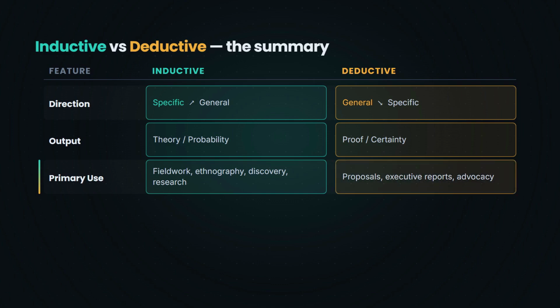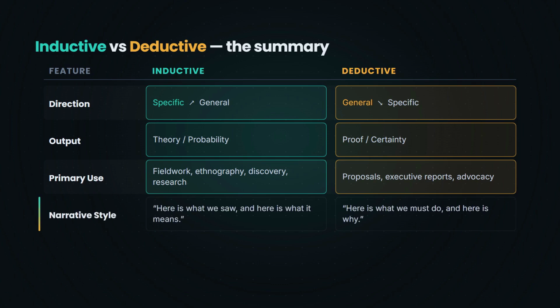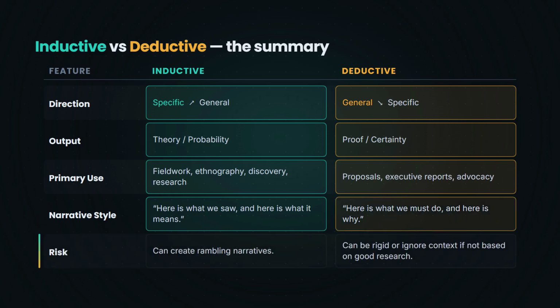And there are different narrative styles. Inductive is what we saw and here is what it means. And deductive is what we must do and here is why. Risk: yes, both of them have risks, pros and cons. Inductive can create a rambling narrative, but deductive can be rigged or ignore context if not based on good research.